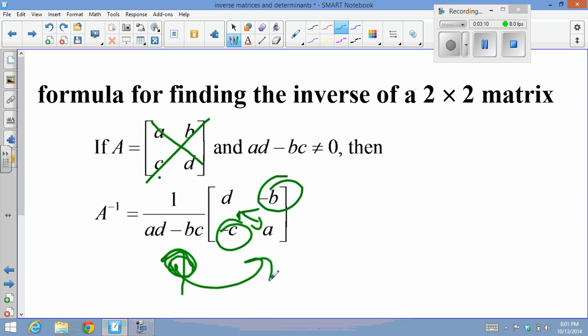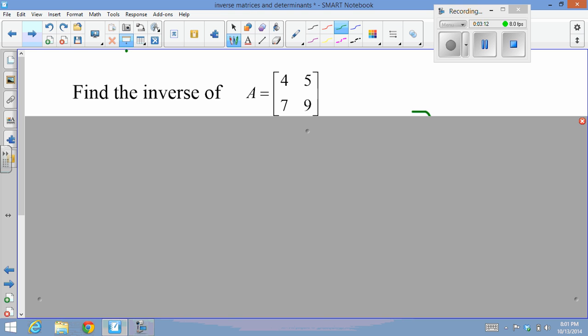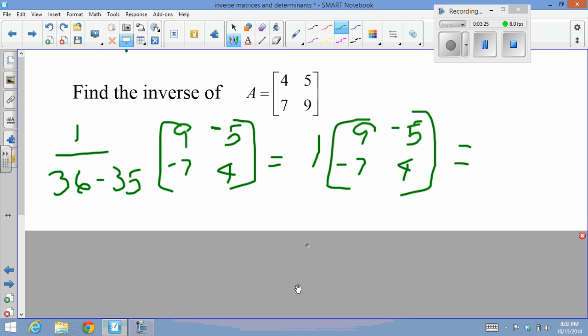So here's our example. I want to find the inverse of the matrix 4, 5, 7, 9. So the first thing I'm going to do is 1 over the product of the top and the bottom and the bottom and the top. So that means I'm going to do 1 over 36 minus 35. And then I'm going to multiply that times the matrix when I switch the 9 and the 4, and then I switch the signs of the 5 and the 7.